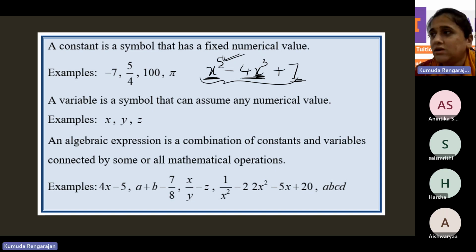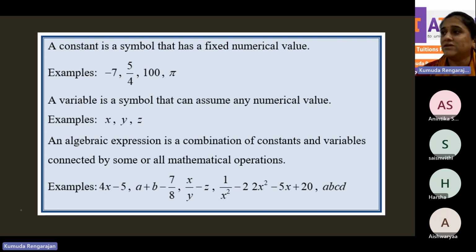Constants have no role to play in deciding if an expression is a polynomial or not. Constants do not have any role in deciding whether an algebraic expression is a polynomial or not. It's only the variable that plays a vital role in deciding if the expression is a polynomial or not. So you will only focus on the power of the variables involved.